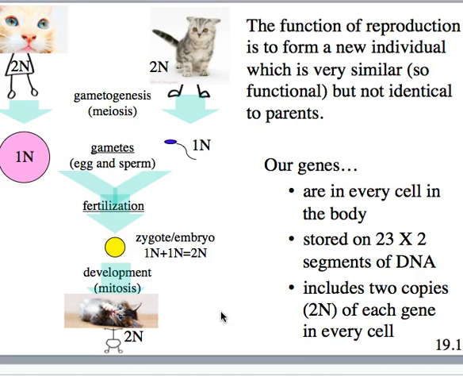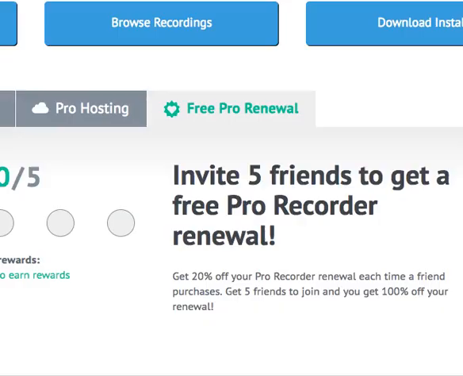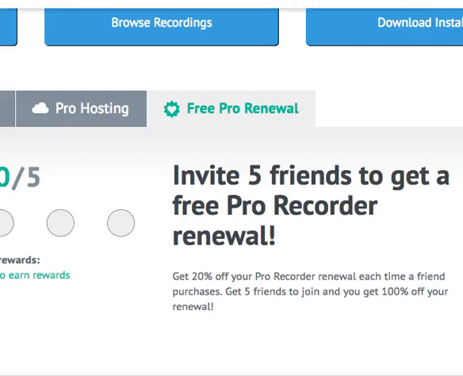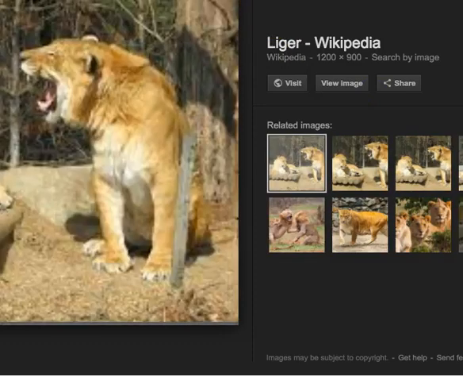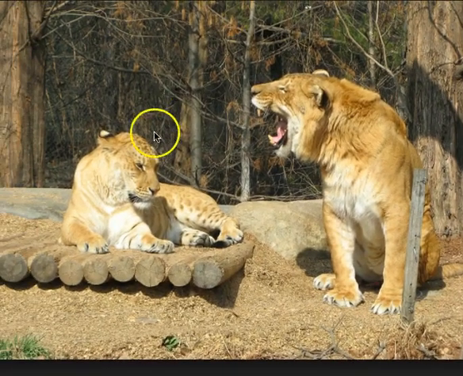It's also important to note that some organisms function a little bit differently. If you've ever heard of a liger, it is a lion and a tiger. Let me look it up real quick. So this is a liger. A liger is the situation where you have a male lion mating with a female tiger and you get a hybrid, but these are not considered a new species.